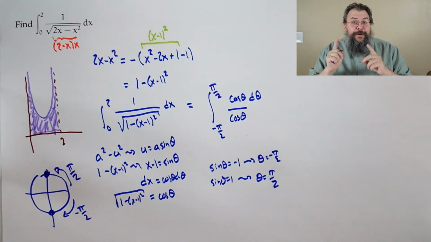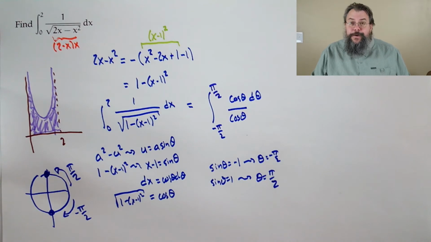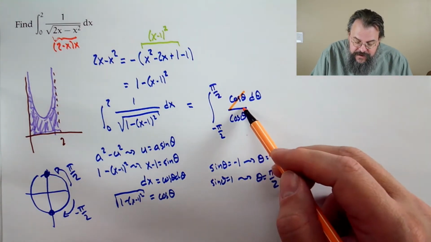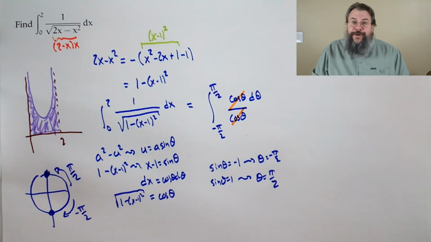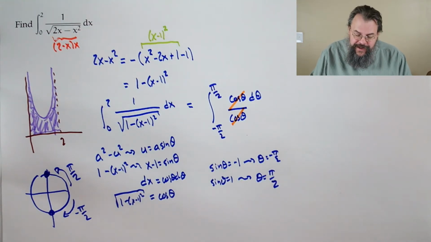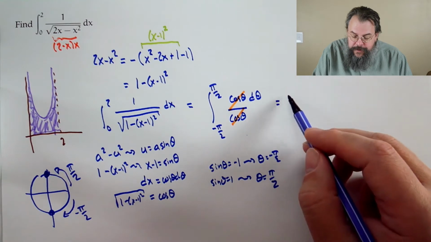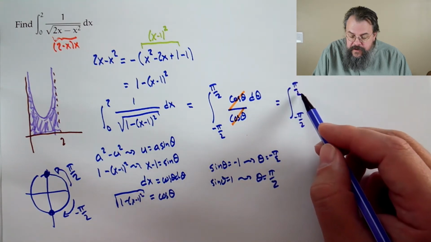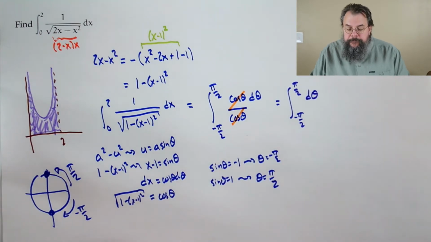And we can clean up a little bit, because we can cancel the cosines. So what does our integral become? Our integral has now become the integral from negative pi halves to pi halves of d theta.